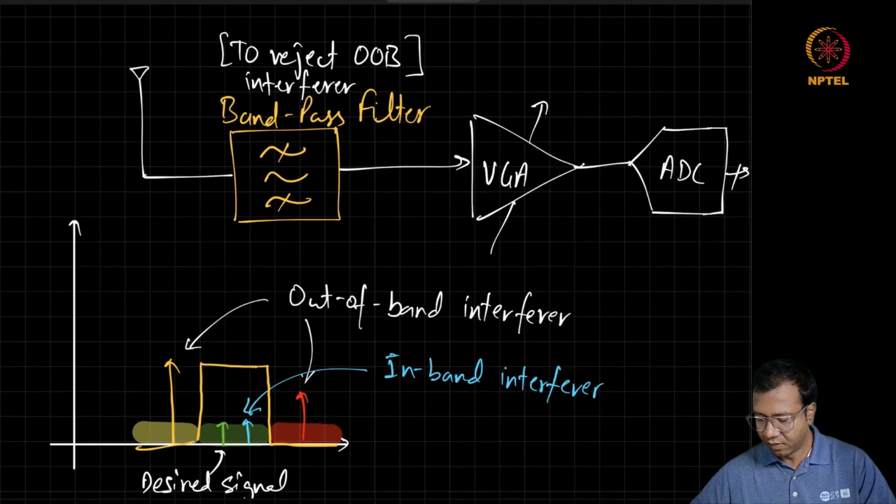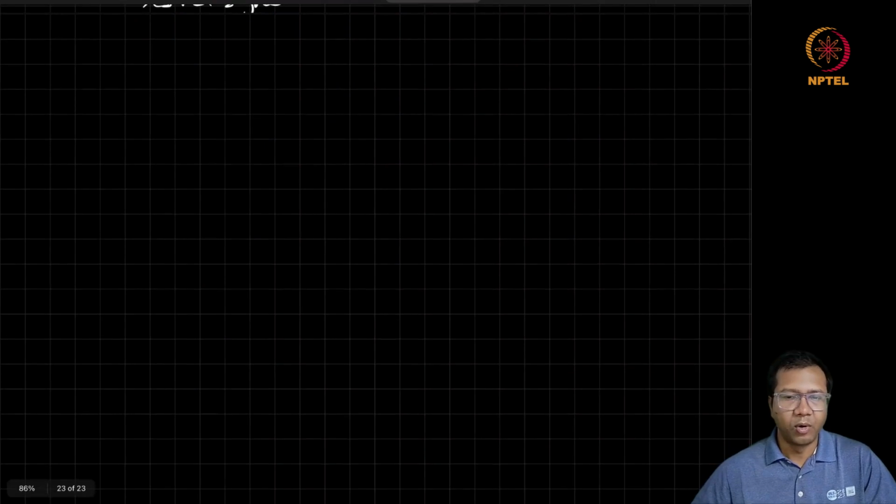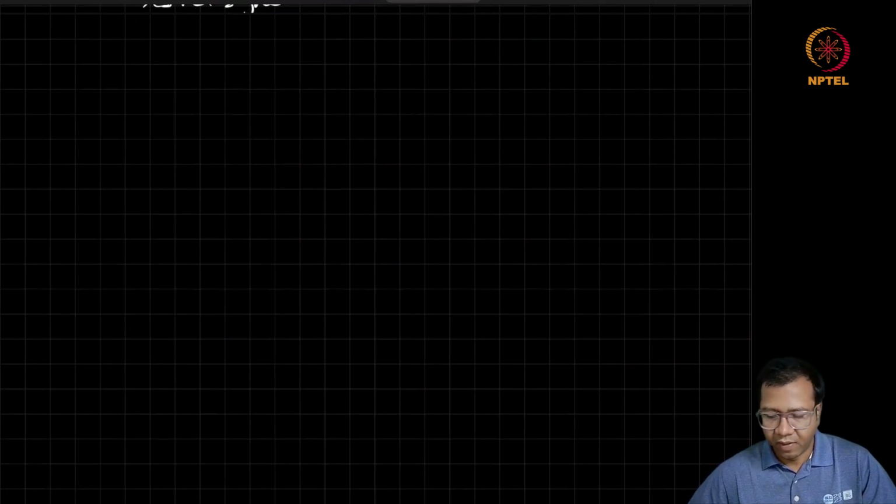Okay, so one way is we can just use the ADC to digitize the entire channel and then do the channel selection in the digital domain with the help of digital filters. Or what we can do is we can first filter out the required channel and then feed it to an ADC. Okay, so in the next few slides, we are going to look at the advantages and disadvantages of these two approaches and how to solve them.